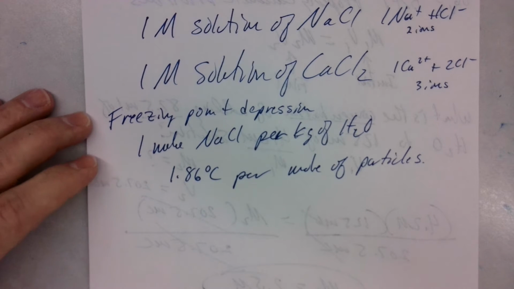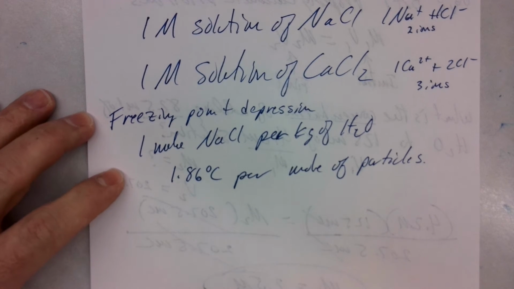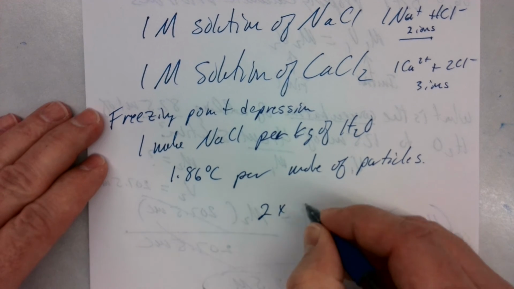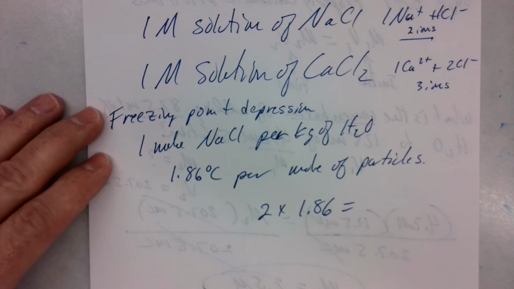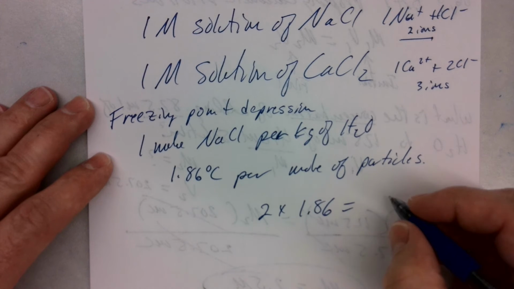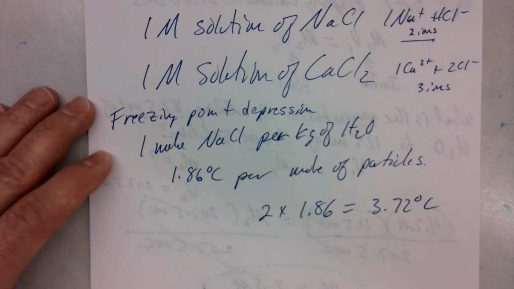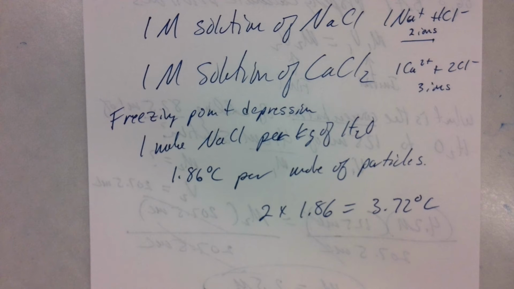How did you do that? Because it's 2 ions. Yeah, I get 2 particles out, right? So I'm simply going to take 2 and times that by 1.86, right? So it's going to change it by 3.72 degrees Celsius. So now my water on my sidewalk, instead of freezing at 0, is going to freeze at negative 3.72 degrees, right?